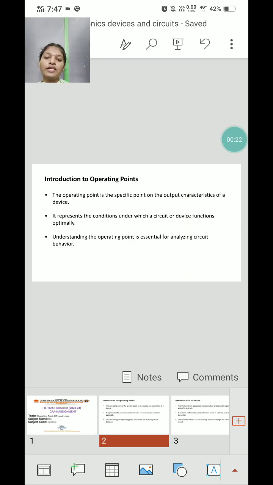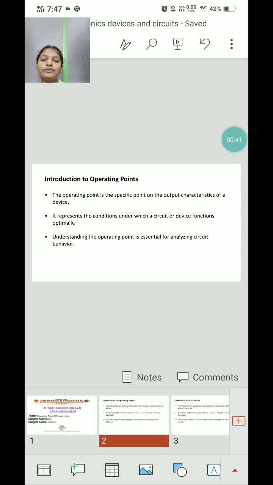Introduction to operating points. The operating point is the specific point on the output characteristics of a device. It represents the conditions under which a circuit or device functions optimally. Understanding the operating point is essential for analyzing circuit behavior.